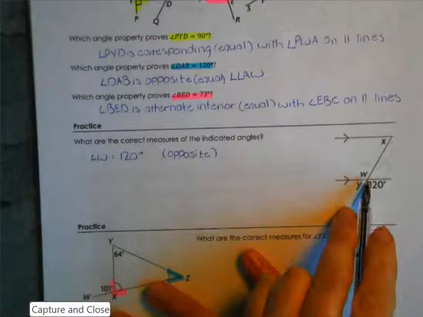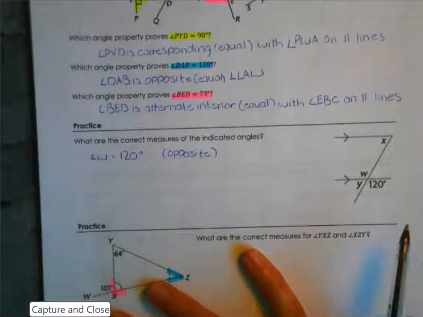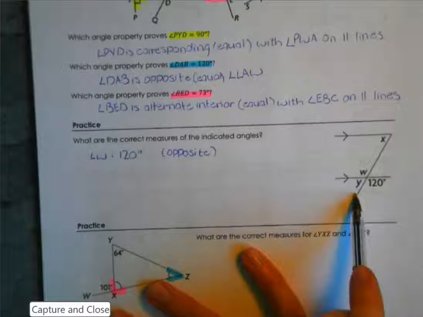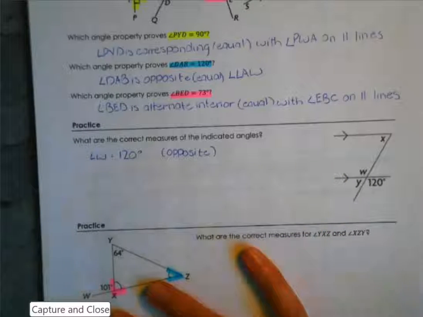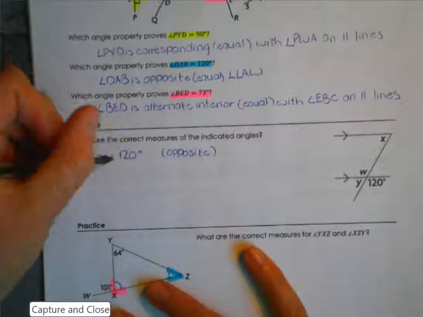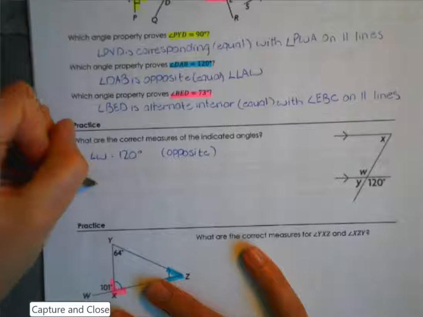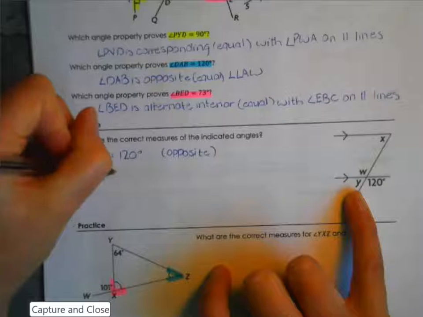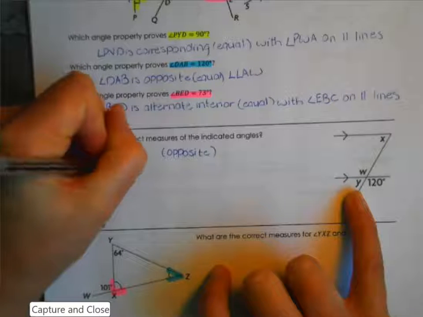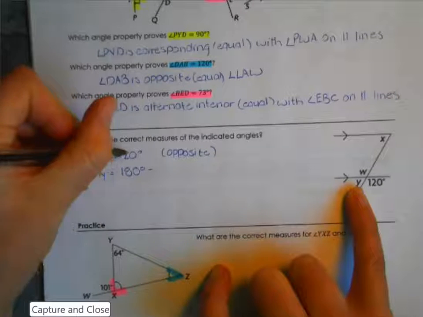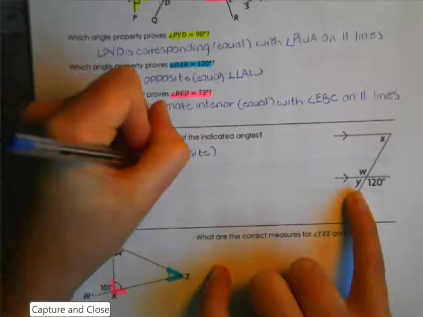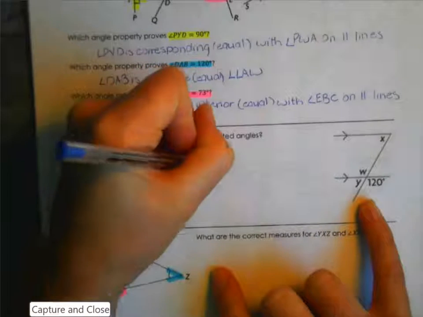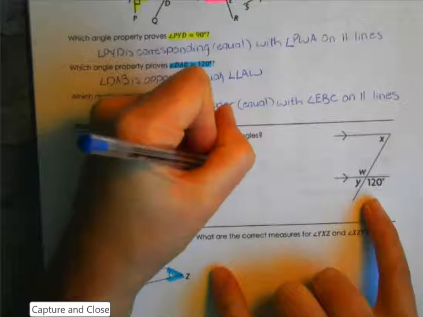Okay, now if we know that w is 120 degrees, what's the next thing we can solve for? Hopefully you can see that w and y together, because they sit on the transversal, are going to form a straight line, which means that they are going to be supplementary. So we can say angle y is going to be equal to 180 degrees minus w, which was 120 degrees. And that's going to give us 60 degrees. And that is supplementary.